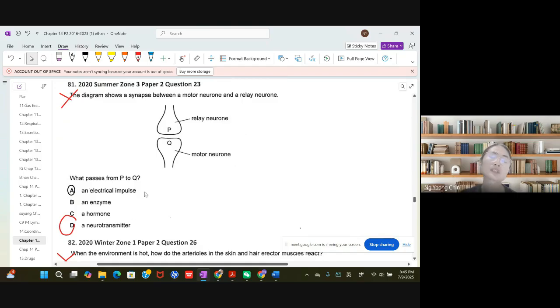It's not an electrical impulse. One thing you need to know about sensory information: whenever a cell wants to communicate with another cell in very distant locations, they are connected with each other by two methods. First is electrical signal. Second, chemical signal. Electrical signal will help to transmit the impulse within the neuron.